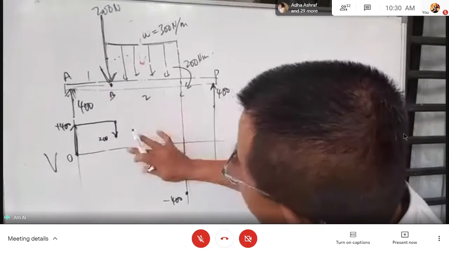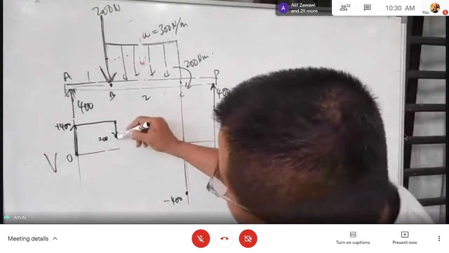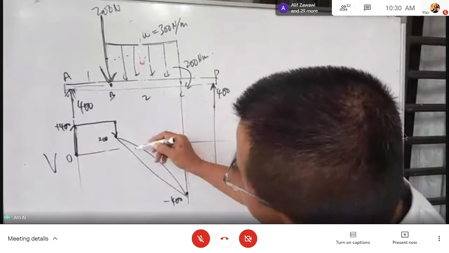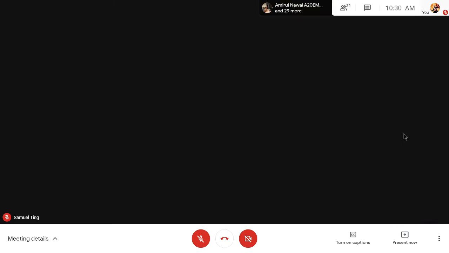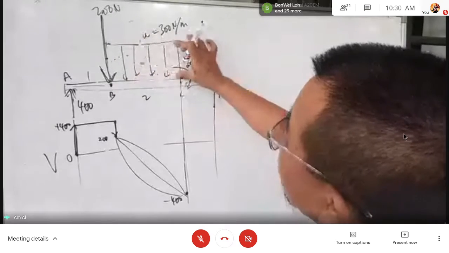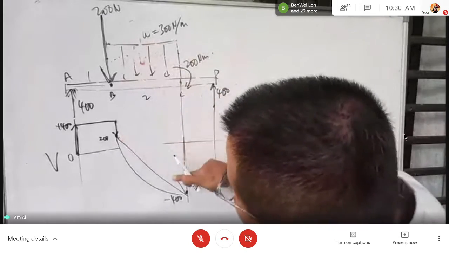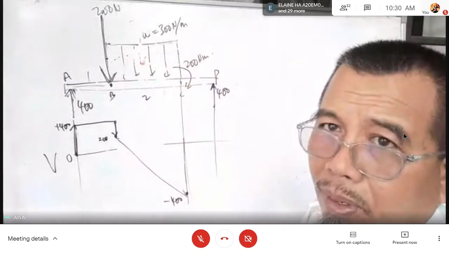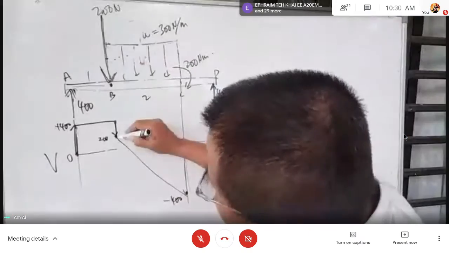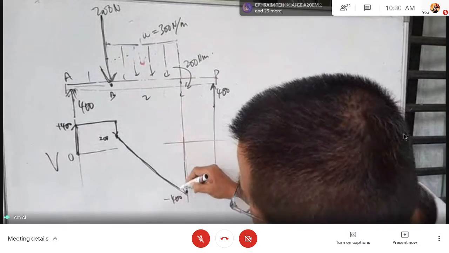So the question is, how do you move from 200 to minus 400 here? Is it a straight line? Is it a curved line like that or curved line like that? So you take it like that. This is a square area, so the changing is constant. So the line must have a constant slope. But the total must be 600, from positive 200 to negative 400.